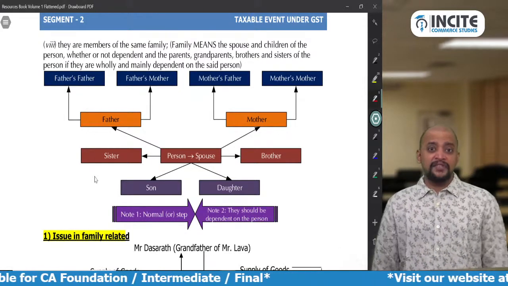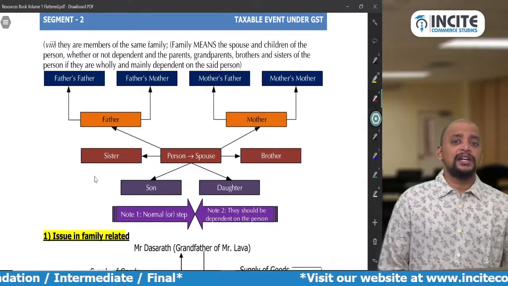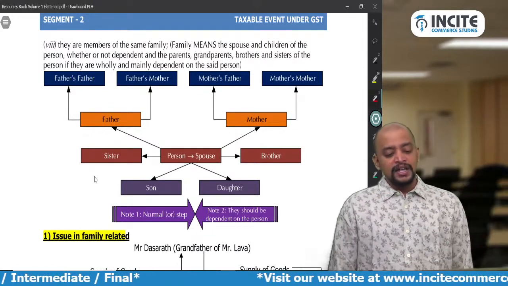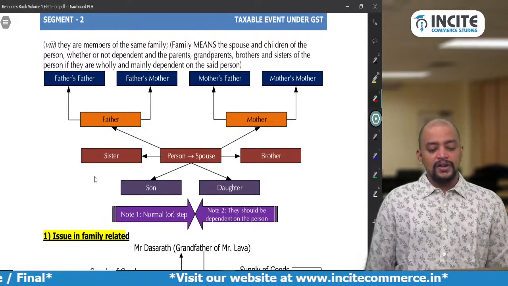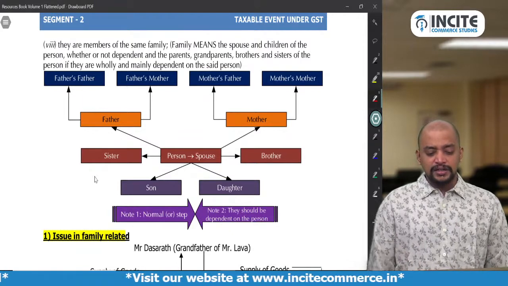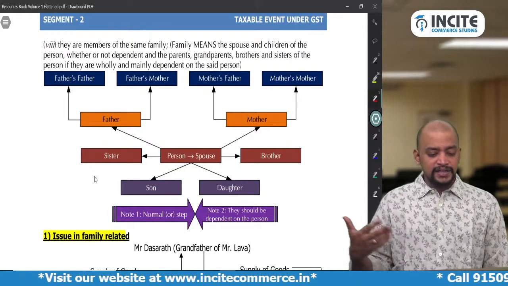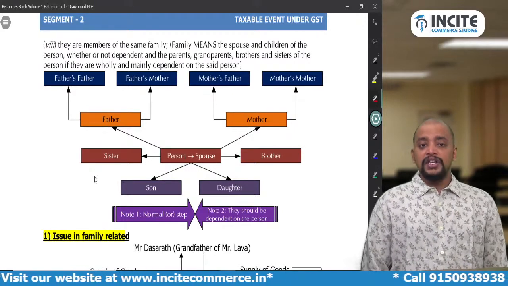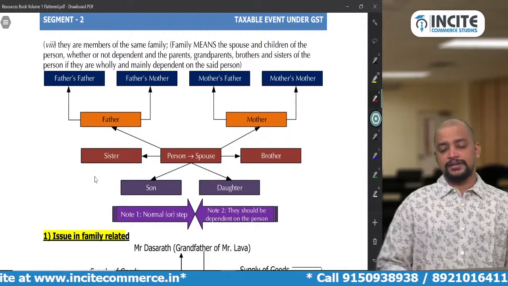Thank God they gave the definition of family. Otherwise, we would have taken the family definition as per some other law, like Companies Act, etc. So family means the spouse and children of the person, whether or not dependent, and the parents, grandparents, brothers and sisters of the person, if they are wholly and mainly dependent on the said person.